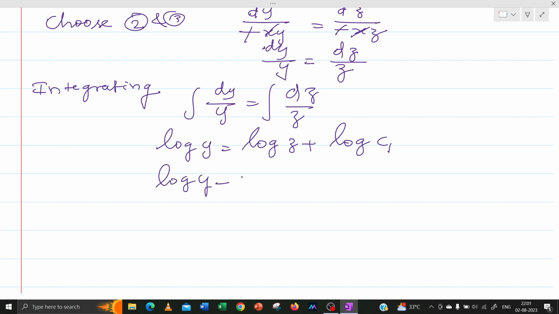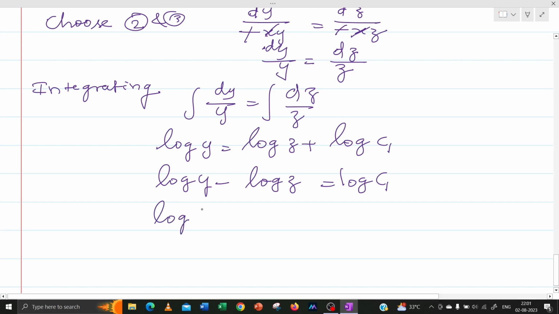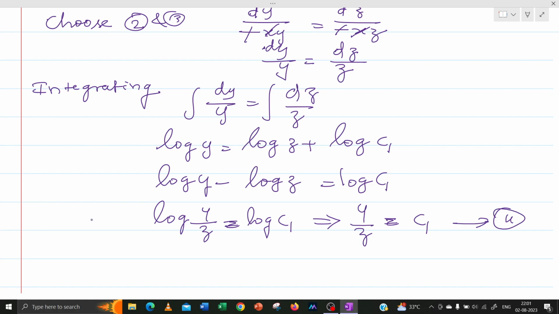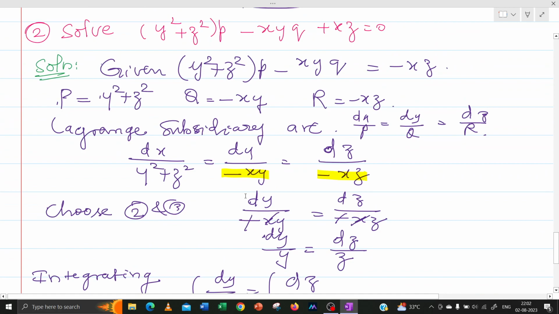Therefore log y minus log z equal to log c1. So we can write log of y by z equal to log c1. That means y by z equal to c1, which is equation U. That is one solution we can get by the method of grouping. This is the method of grouping.